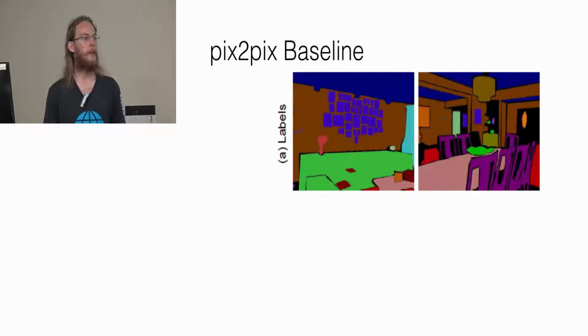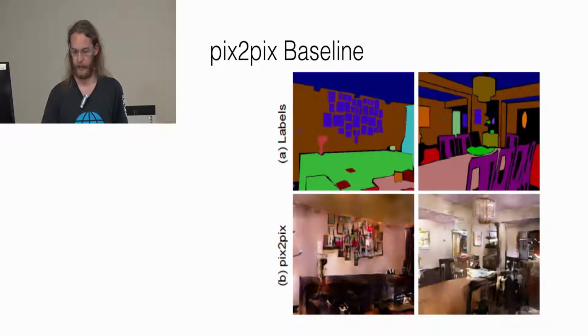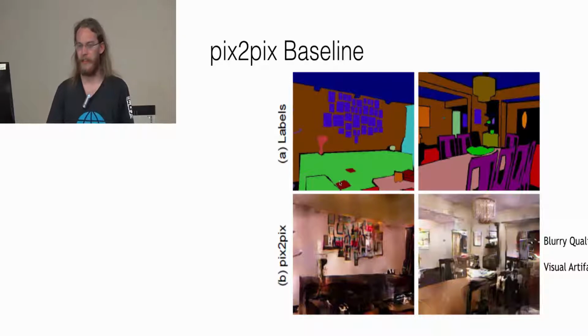Here are some examples of the semantic label maps that would be taken as input by pix-to-pix. Each pixel color corresponds to a different class that the pixel belongs to. And here are the outputs. As you can see, the outputs are blurry, indistinct. We have some visual artifacting at various points in both of these images. This is what happens when you take the pix-to-pix network as is and try to run it at higher resolutions than it was intended for.